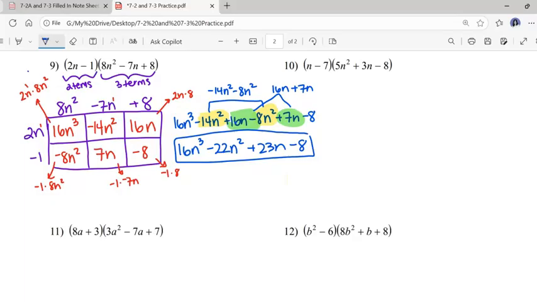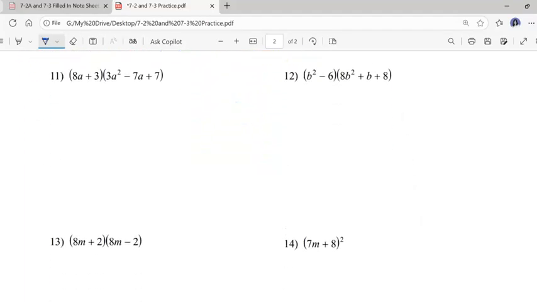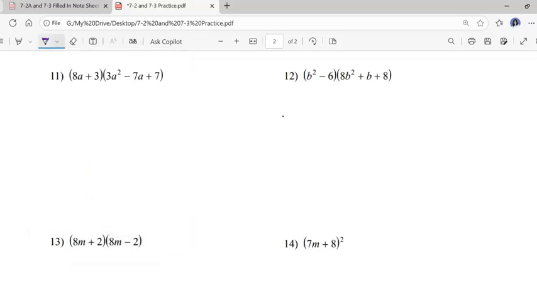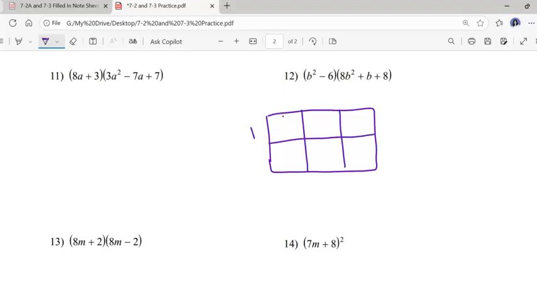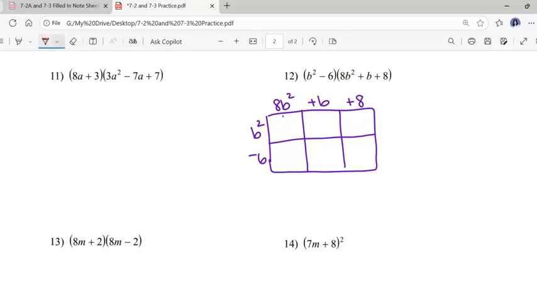We're going to do this exact same thing, but we're going to do it with actually probably number 12, since 12 is a little bit different, and I'm going to run out of space there. All right, so I'm going to set up a 2 by 3 box. B squared minus 6 on the side, and 8b squared plus b plus 8 along the top. I'm going to multiply to get the things inside the box.